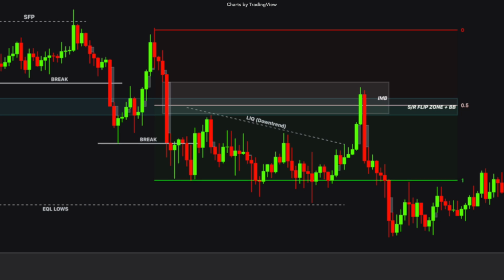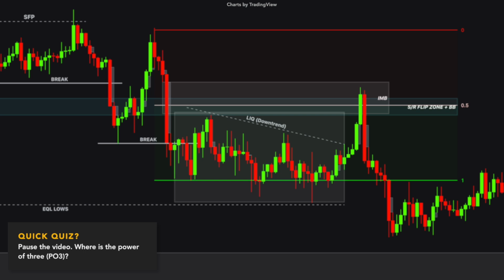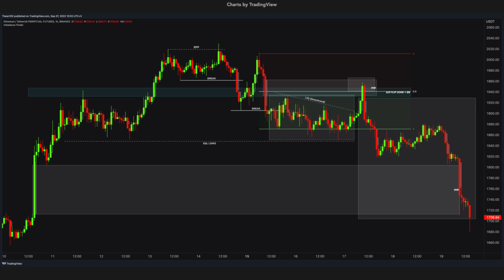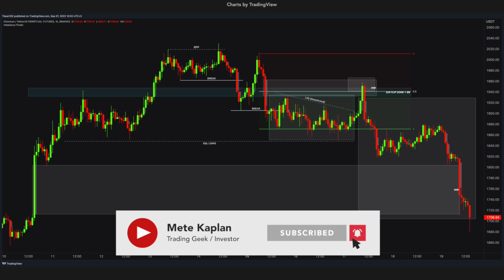Now finally, let's check the power of 3. Can you pinpoint the PO3? Pause the video. Here is the accumulation, then manipulation, and the final expansion phase. Not that hard, really. It may feel complicated in the beginning, but once you keep watching the charts, you will keep seeing these structures. Okay, folks, I hope that you fully understand the power of 3 structure now.